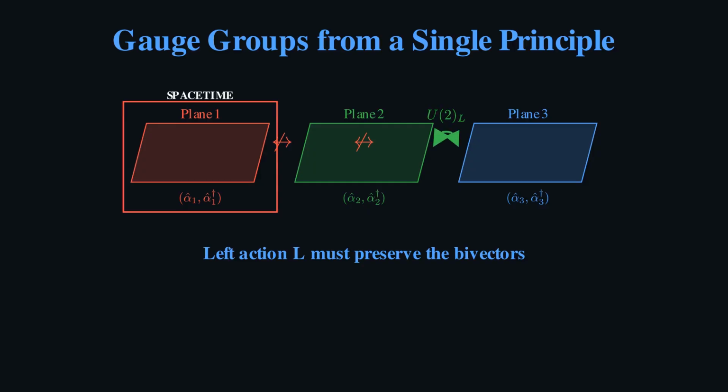So what can the left action do internally? It can only rotate within the alpha hat 2, alpha hat 3 subspace, planes 2 and 3. The group of unitary rotations in a two-complex dimensional space is U2. This is precisely SU2L times U1L, the electroweak gauge group. It emerges not as an assumption, but because the spacetime embedding has frozen out one of the three fiber directions for the left action. So the full U3 of possible left fiber rotations is reduced to U2, exactly the electroweak group, by the single requirement that the probability current transforms as a spacetime vector.